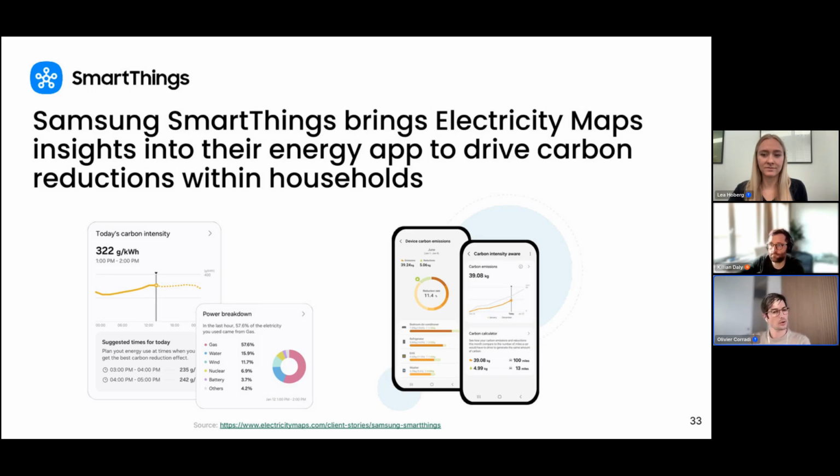And finally, going more into some consumer spaces, this is an example with Samsung, which has an app that is connected to dishwashers or washing machines at home. And what is interesting is that they're starting to show to their consumers at home where the electricity powering these devices is coming from and when is the optimal time to run these devices. And soon we'll see these devices run automatically at the optimal time.